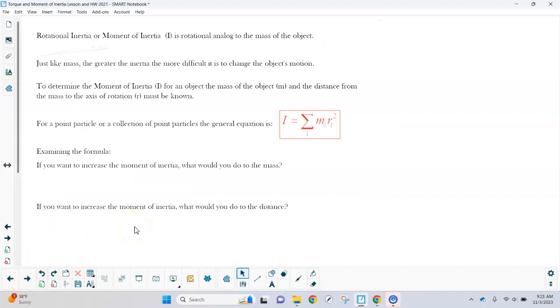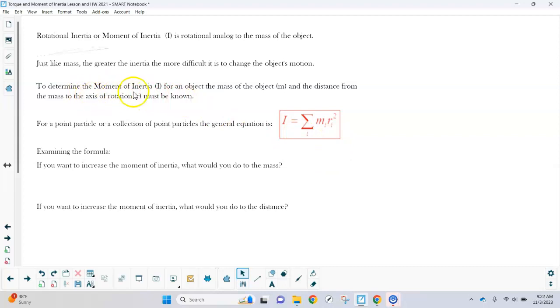So rotational inertia, or moment of inertia, is I, and it's the analogy to mass. So it's not exactly like mass, but it serves the same purpose. So just like mass, the greater the inertia, the more difficult it is to change the object's motion. So a bigger object's harder to accelerate. A body with a greater rotational inertia is harder to rotate. So it's the same concept. It just has another factor in it.